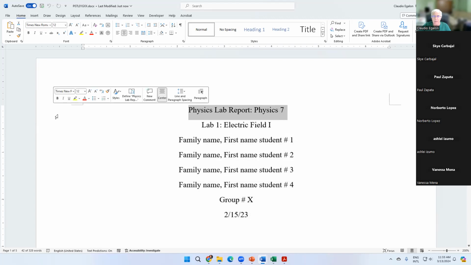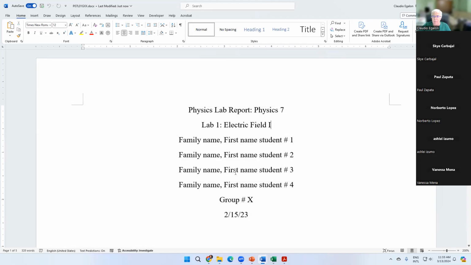syllabus. So physics lab report, physics 7, lab 1 would have been electric field, but now the one they're doing is lab 3, resistance measurements, right? And then you put first your family name, comma, first name, and so on, right? And group number and the date that we performed this activity, okay?